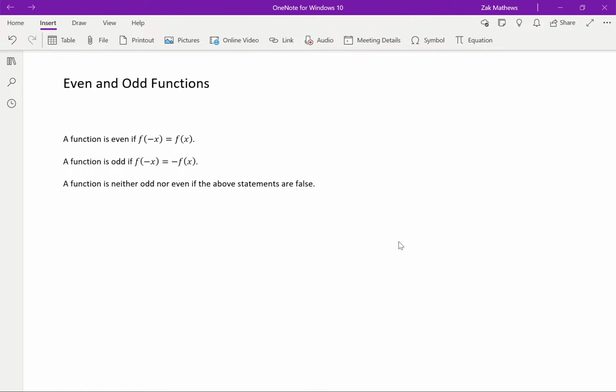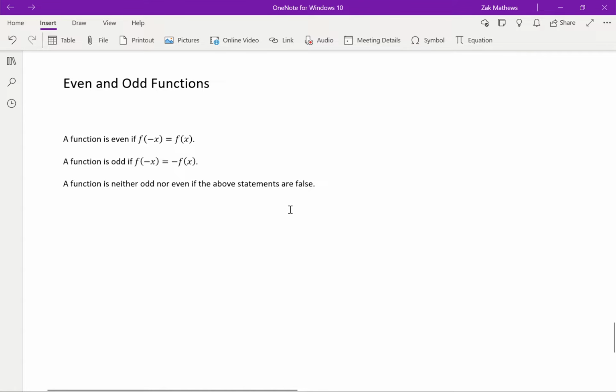In this video, I'm going to talk about even and odd functions. So let's start with just defining what it means for a function to be even or odd. A function is even if f of negative x is equal to f of x. A function is odd if f of negative x is equal to negative f of x. And then a function is said to be neither even nor odd if the above statements, these two things, are not true. So these are just definitions of what it means to be even and odd.